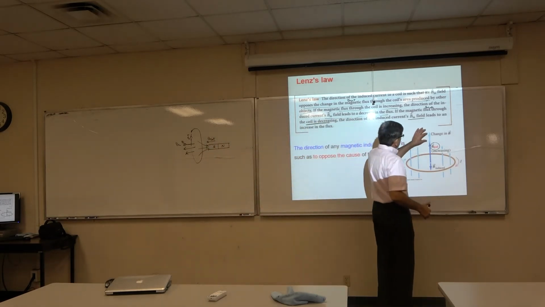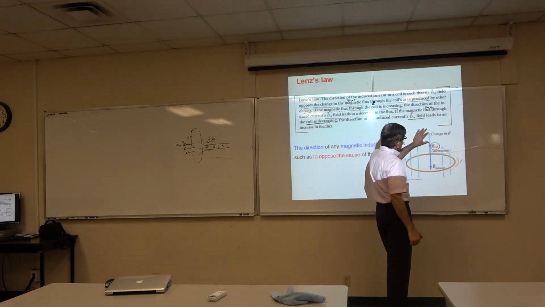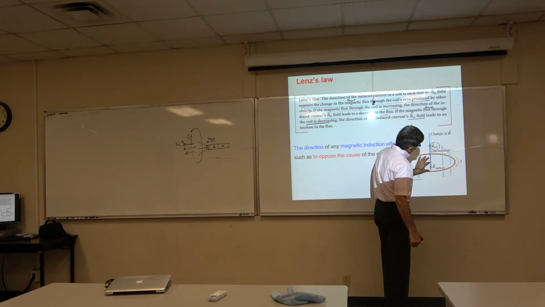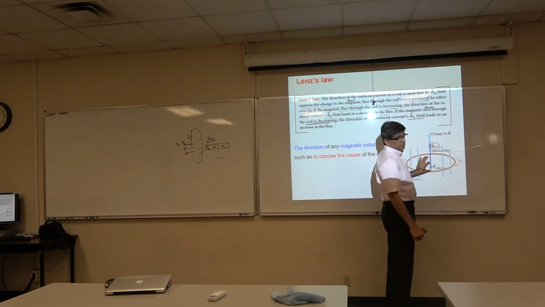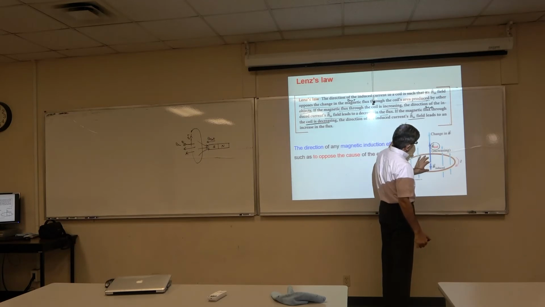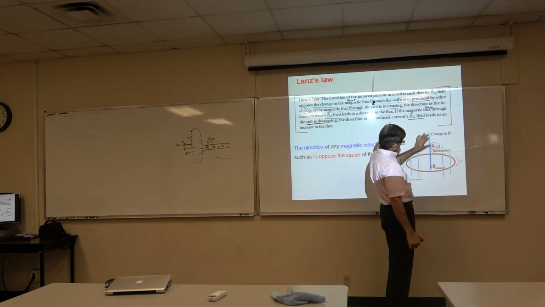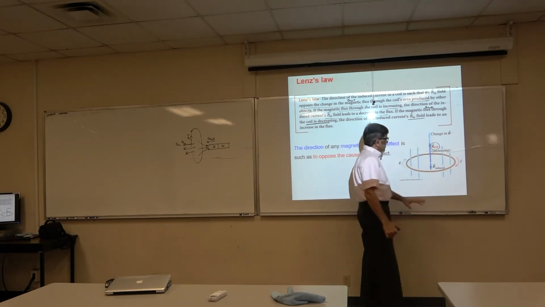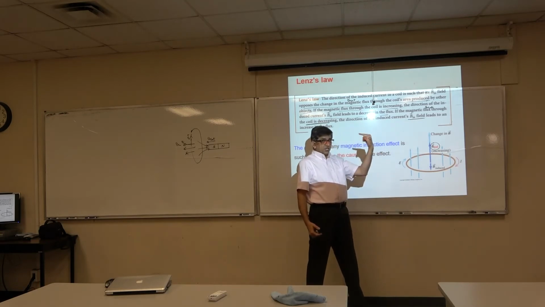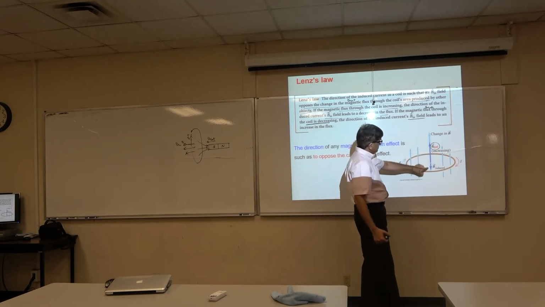So here the change in the magnetic flux is the light blue color arrow. So this induced magnetic field will be approximately of the same size. It's not exactly the same, it looks like over here, but it should be approximately the same size. So it is opposing the cause, right?